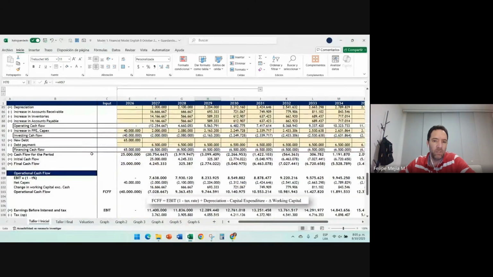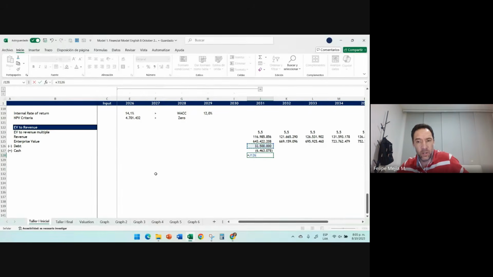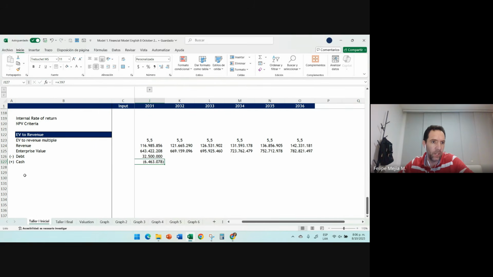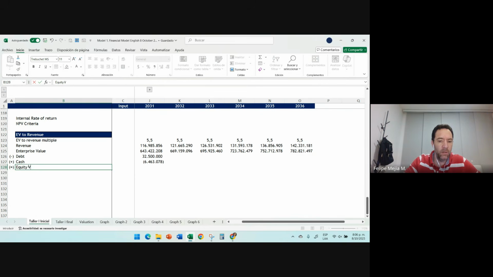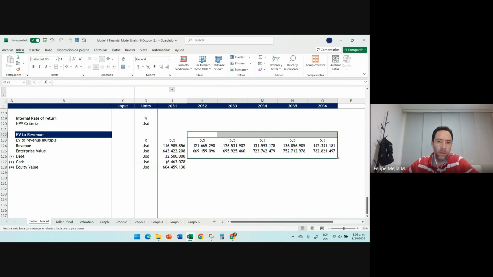overcomplicate the model. Maybe just assume that this negative debt is just an increase in debt, or I could add an extra cash from the partners if that would be the case. So let me just go back here. Let me close here. And this is the equity value. This is the equity value. And we take the 643 minus debt plus cash, and we get a valuation of $604 million.